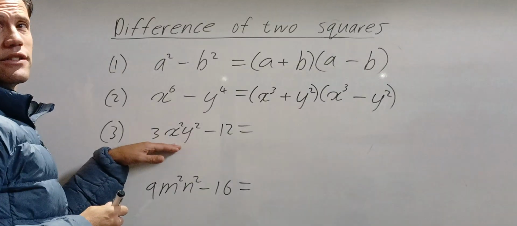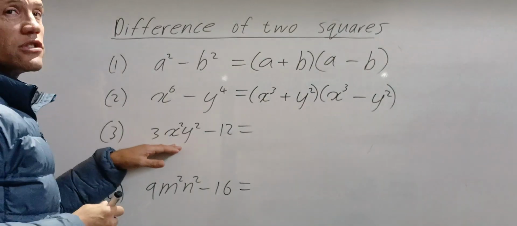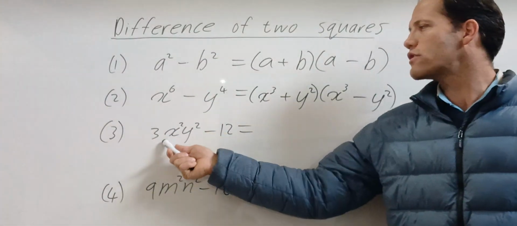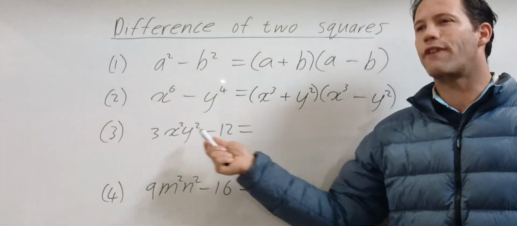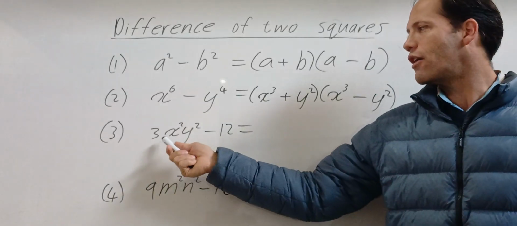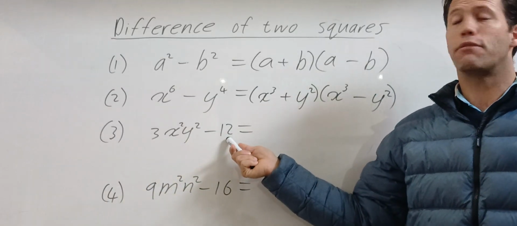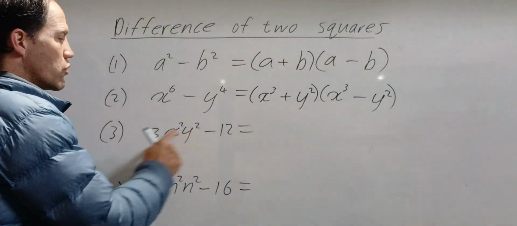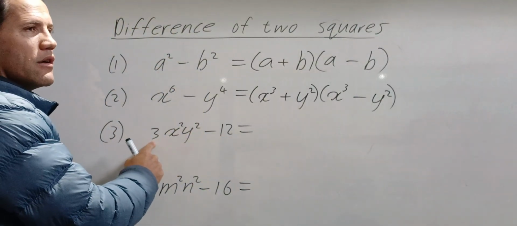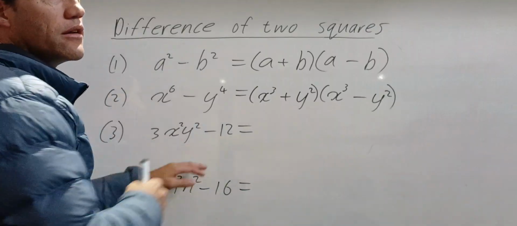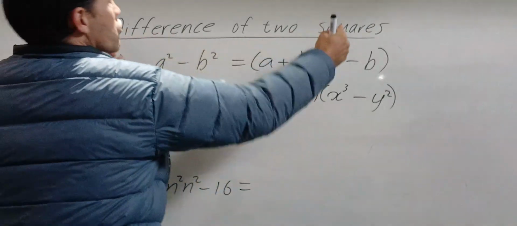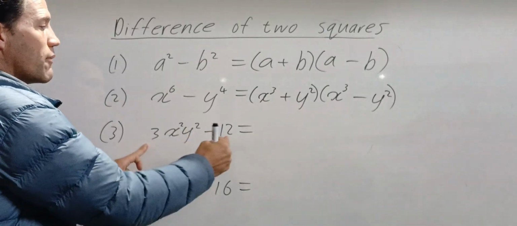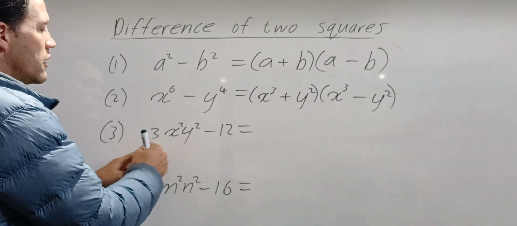What about something like this? Now, when we started with factorizing, we said you always first look for the highest common factor. Now 3 and 12. Can you see with this one, you don't have the difference of two squares, because 3 is not a square number. 12 is not a square number. So what we can do now is take out the common factor. The common factor is 3.